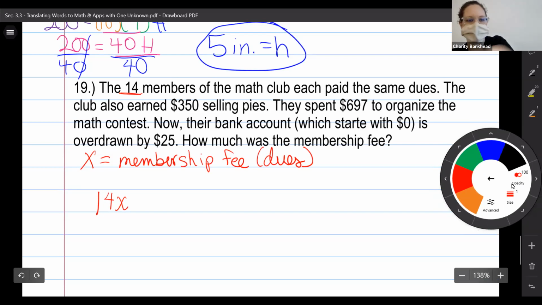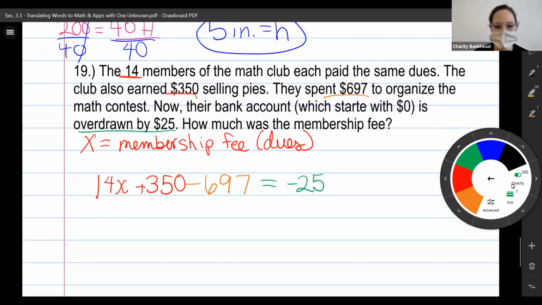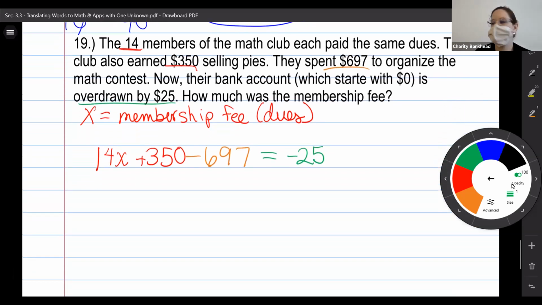And then you added $350. And then you spent $697, so minus $697. And now that is equal to negative 25. So 14x plus 350 minus 697 equals negative 25. And then we're just going to solve for x.